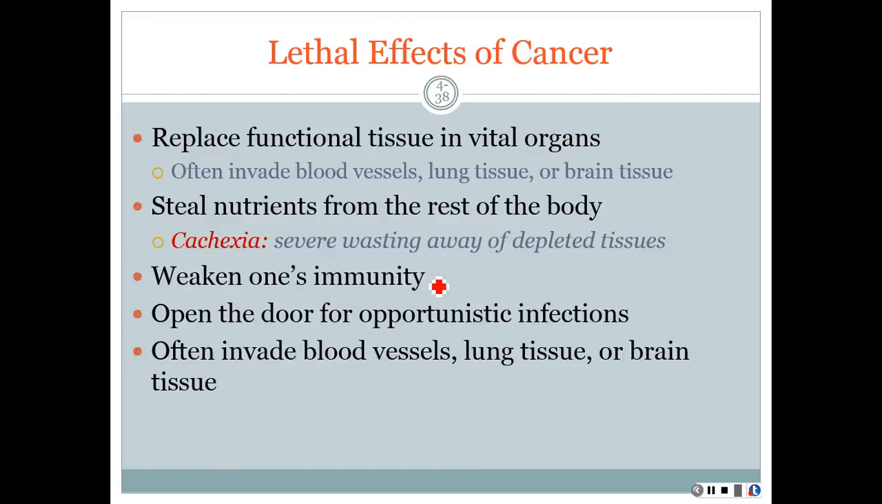Some lethal effects of cancer. Everybody knows what it can do. It can replace functioning tissue in the vital organs, and of course it can invade blood vessels, lung tissue, and brain tissue, especially if it's not caught early. If it's not caught early, it can spread. Even if it is caught early, depending on the type that you have, it can affect the lymph nodes and your immune system, causing complications to other parts of the body.